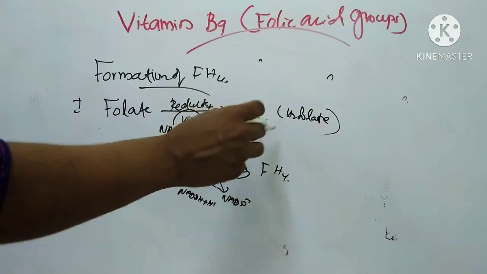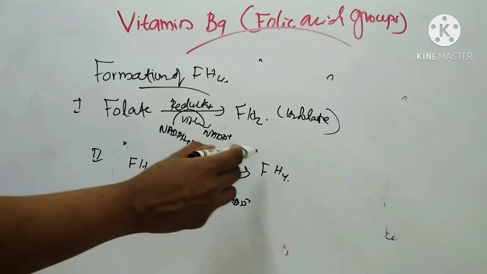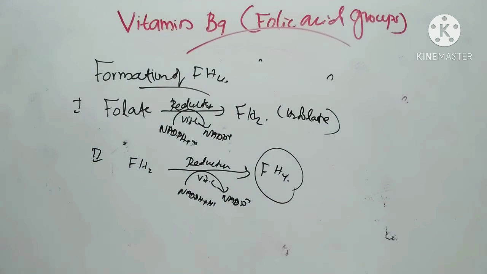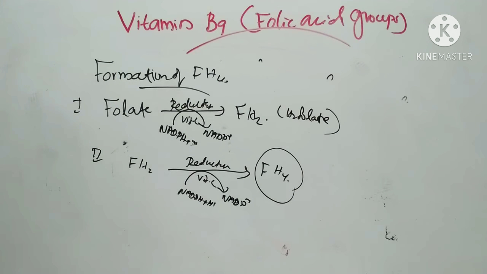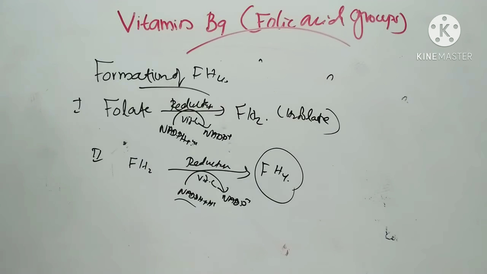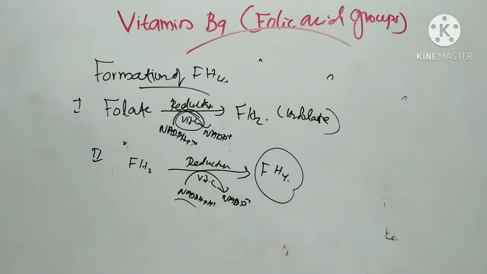So folic acid is first reduced to 7,8-dihydrofolic acid or FH2 or H2 folate and then to 5,6,7,8 tetrahydrofolate or FH4. Both the reactions are catalyzed by the same enzyme folic acid reductase, which uses NADPH as the hydrogen donor. It requires a cofactor, that is very important, that is vitamin C. That is the formation of FH4.